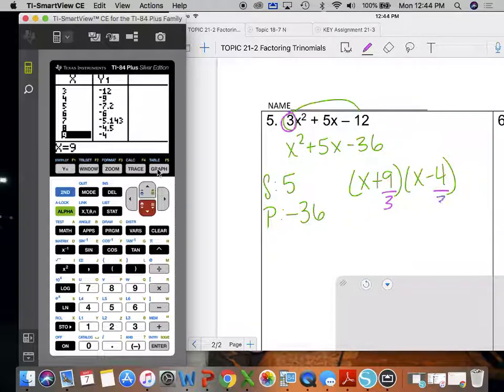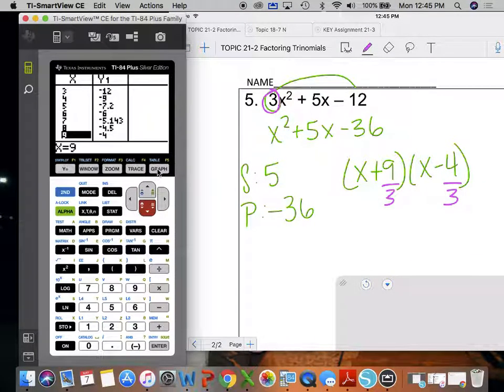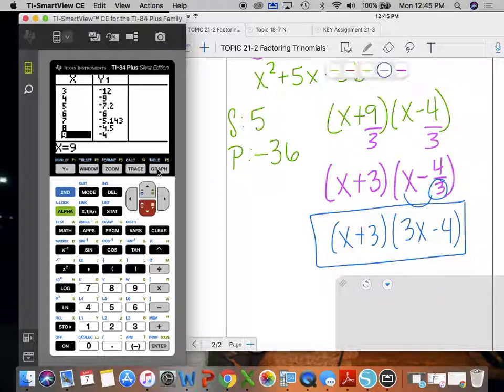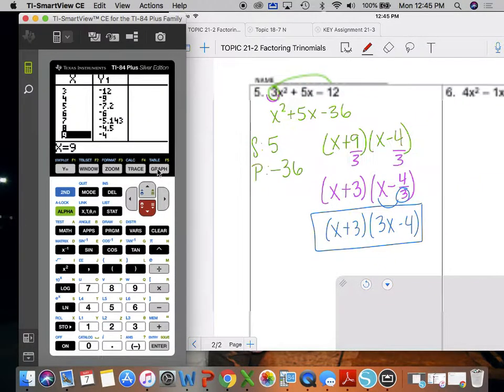Divide by 3 because that was the number we moved to the back. 9 divided by 3 is 3. 4 divided by 3 is just 4 divided by 3. Move the 3 in front. And quick check. X times 3x is 3x squared. 3 times negative 4 is negative 12. And those are my first and last terms.